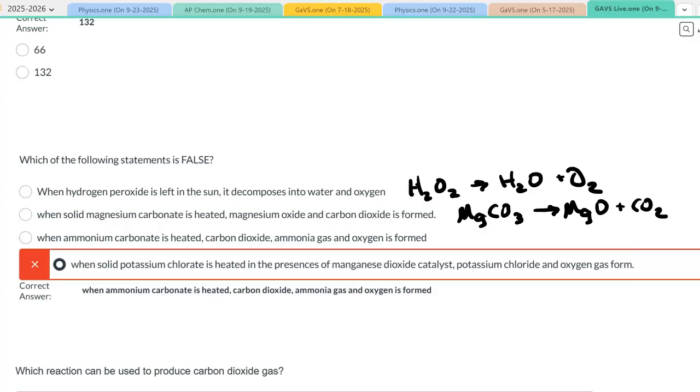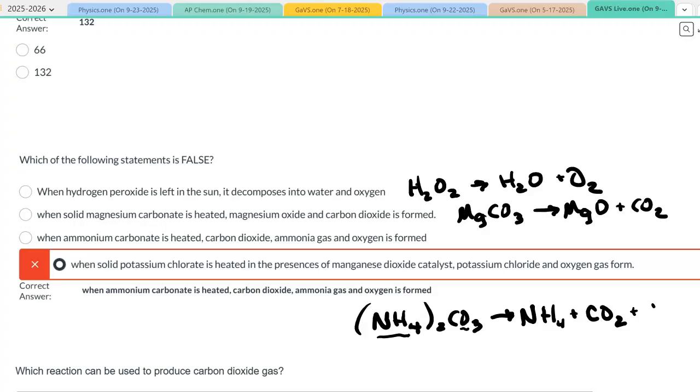And when ammonium carbonate is heated, ammonium carbonate, (NH4)2CO3, goes to form ammonia gas, and this is not considered a metal. It also forms CO2 gas, and so I lost a hydrogen and I lost an oxygen here, so it goes to form water. So you have three gaseous products. That was the answer right there.